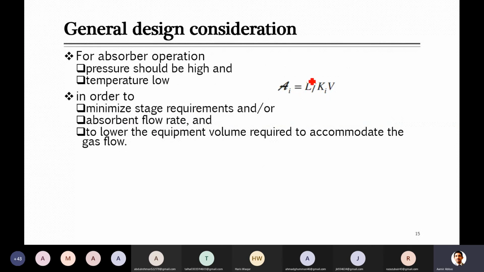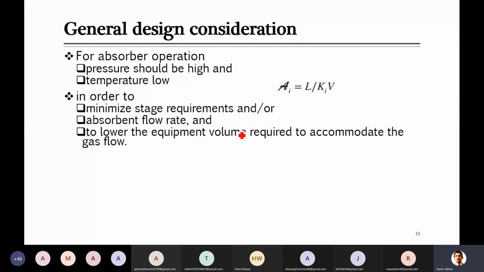If you look at this equation, the bigger this absorption factor is, the more absorption there will be of the species which you want to remove. In order to increase it, one factor was K, which depends on temperature and pressure, as we just discussed. The other factor is the liquid flow rate. If your pressure is high, temperature is low, and K value is helping you, then it will reduce the requirement of the liquid flow rate. A high flow rate will not be needed, or with a low flow rate you can achieve good separation.